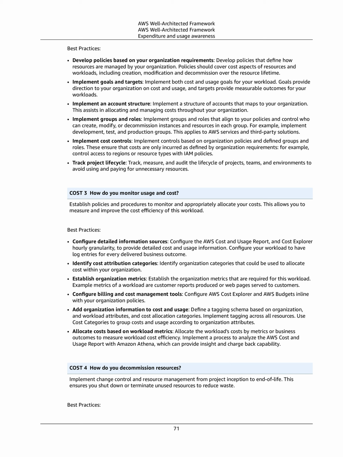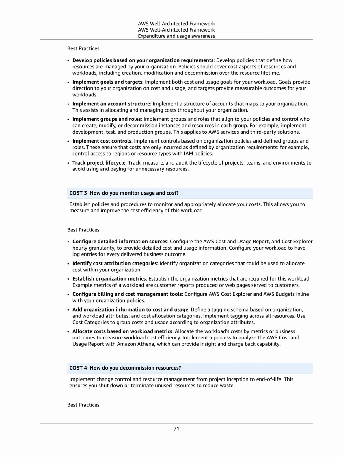Configure billing and cost management tools. Configure AWS Cost Explorer and AWS Budgets in line with your organization policies. Add organization information to cost and usage. Define a tagging schema based on organization and workload attributes and cost allocation categories. Implement tagging across all resources.